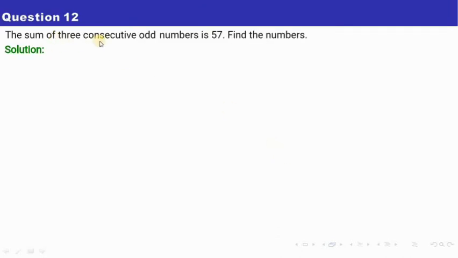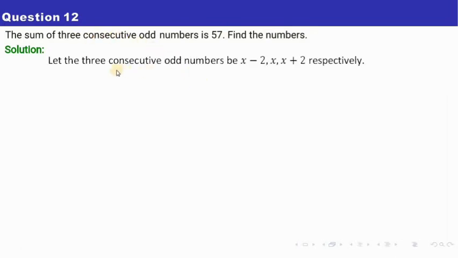The sum of 3 consecutive odd numbers is 57. So they are talking about 3 consecutive odd numbers. That's why I can take the consecutive odd numbers to be x minus 2, x and x plus 2. This is one number, this is another number, and x plus 2 is another number. If I add them, the sum will be 57. So according to the problem, after adding, my sum has to be 57.